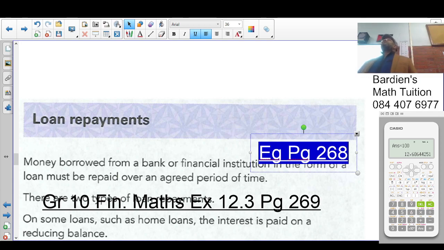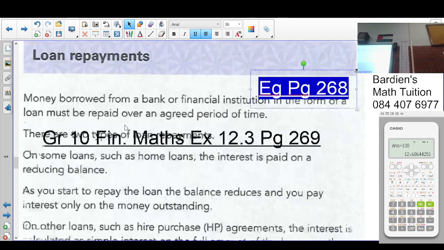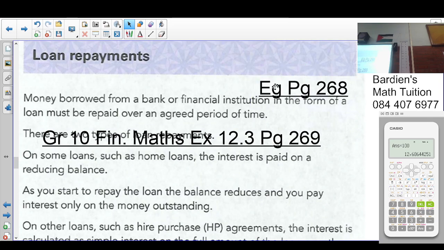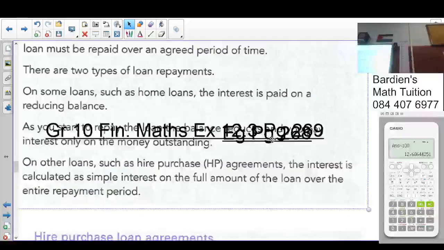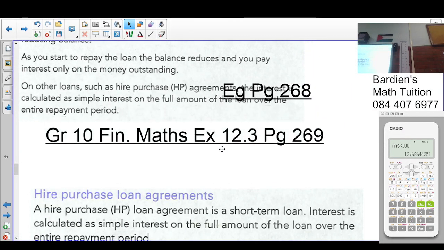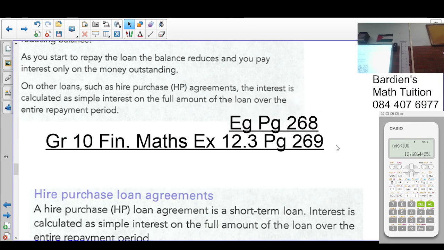Okay, so today we're looking at loan repayments. So basically, when we borrow money from financial institutions, we are charged an interest on that amount, and of course, we need to pay it back. Okay, there's two ways of paying it back. It's either on a once-off lump sum at the end of the time period, or we can pay it on a monthly basis or a weekly basis or a daily basis, whatever you decide.